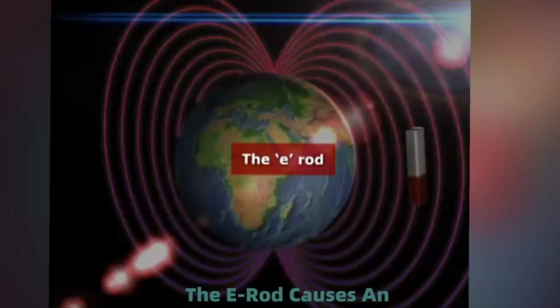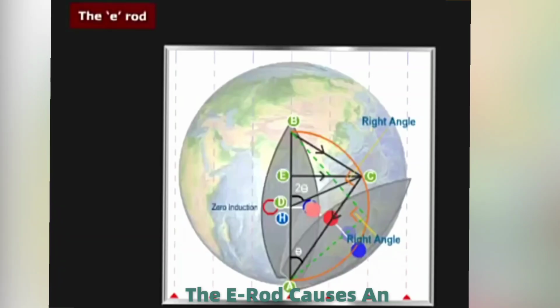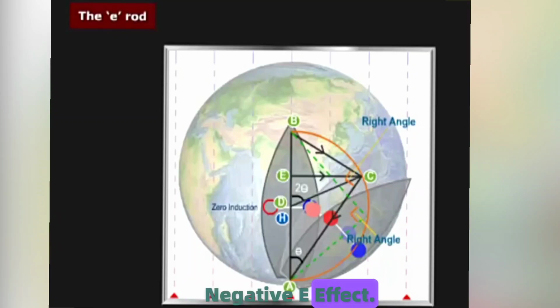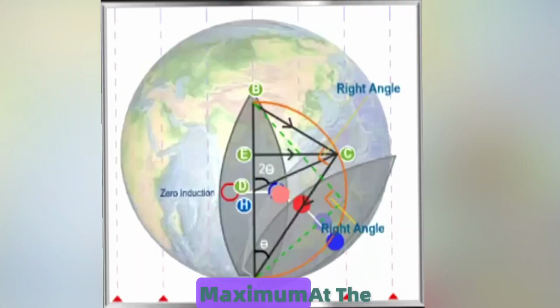The E-rod causes an induced effect as though the soft iron is lying in the athwartship's line. Usually, most vessels have a negative E effect. Its strength varies with latitude and the vessel's course, being maximum at the equator on quadrantial 45-degree courses.